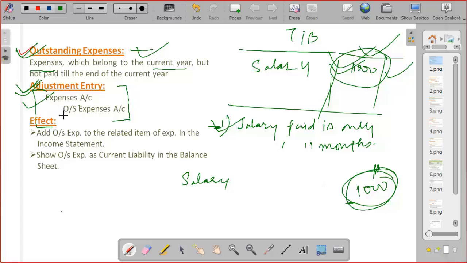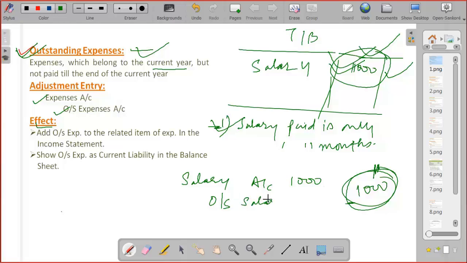Salary account debit and outstanding salary account credit. If wages are there, then I will write wages account debit and outstanding wages account credit. Getting my point? So this is the common entry. You can write anything in place of expense. You can write salary, wages, or advertisement. So what is the adjustment entry? Expense account should be debited, so I am debiting salary account. Salary account debit 1,000, and outstanding expense I have to credit. So I will not write outstanding expense, because I know the name of the expense now.